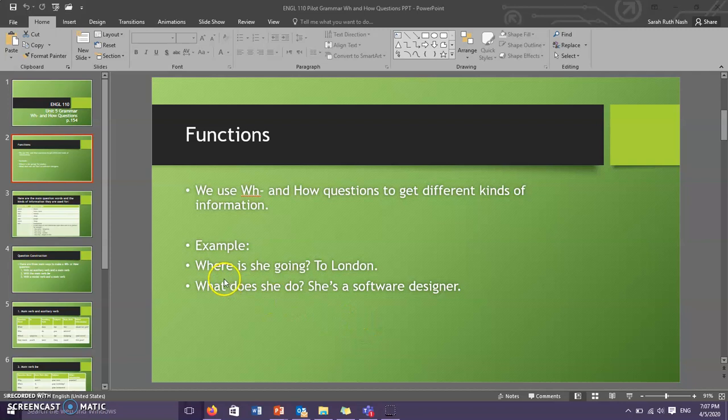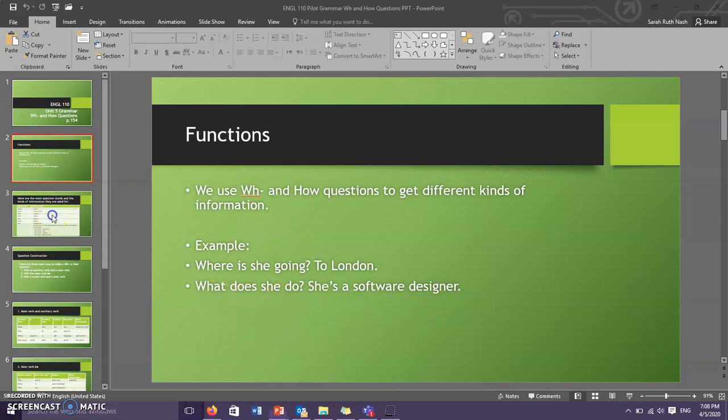So we can see here, we have an example, where is she going, right? Where is asking for location, right? So to London. What does she do? This specific question is asking about job. When we ask, what does she do? Or what do you do? That's asking about your job. So here it says she's a software designer. So we're getting more information in these answers than with yes or no questions.